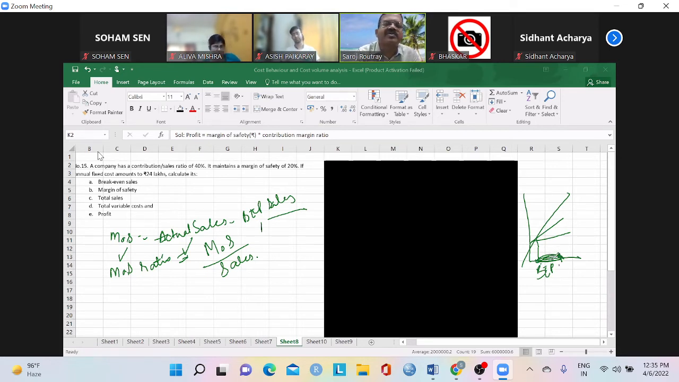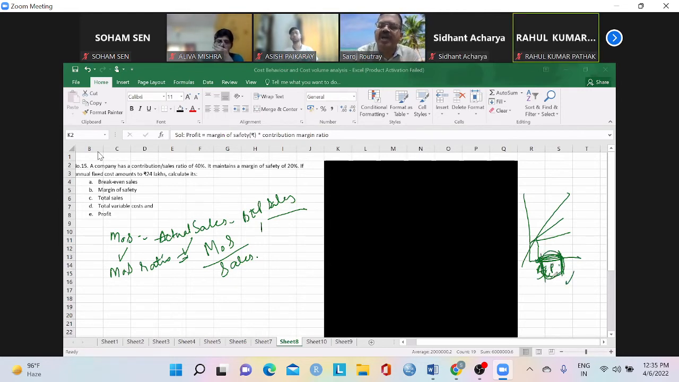So margin of safety is actual sales minus BEP sales. If your actual sales is here and BEP sales is here, this is your margin of safety. And whatever is the margin of safety, if you multiply contribution with that, you get profit. You don't need to do it at BEP, because at this point you don't have any profit. You have profit when you sell more than BEP. So that differential sales, whatever contribution it has, becomes the profit.